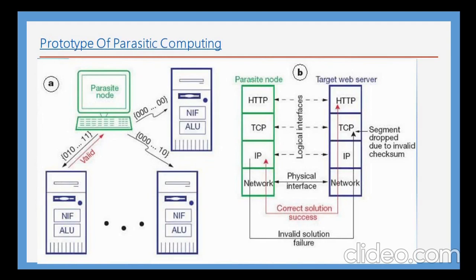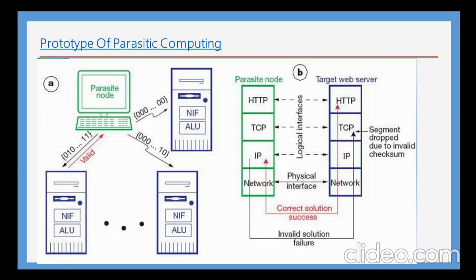We have one parasitic node, and we have different machines. We generate all the possible solutions that we can generate, and all the generated solutions are sent to all the machines, and that machine validates the bits. If those bits are validated, we can perform our operation on that machine.